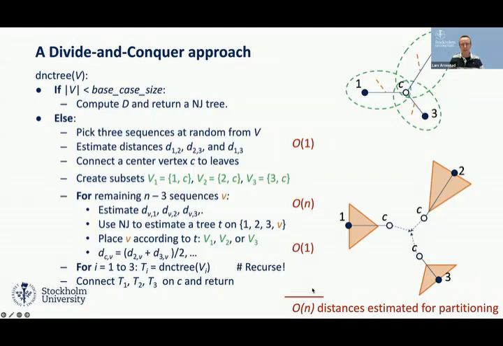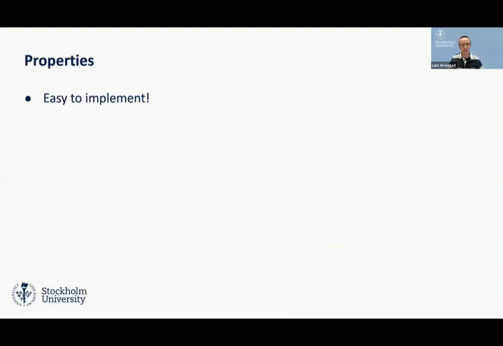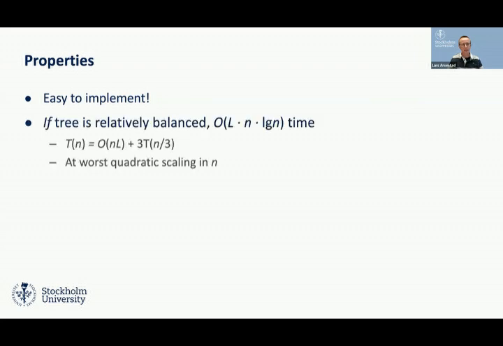So altogether, just for this recursive step, we use O of n distances, which is cool. So it's easy to implement, and if one can get these sub-problems to be of basically the same size, you will get essentially n log n time here, which is very nice. But then if it's unevenly balanced, which does not happen so often in practice, it seems, then you will get quadratic scaling, which is still pretty good, actually.